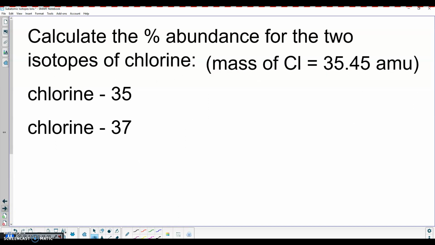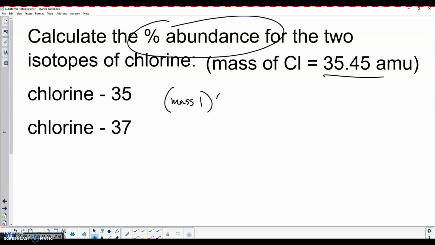Okay, this one's different. This one I give you the average mass, and we're looking for the percents. Believe it or not, guys, it's the exact same formula. You're going to take the mass of the first isotope times its percent abundance, plus the mass of the second isotope times its percent abundance, and this is going to give us our average mass. The only difference is now we know the average.